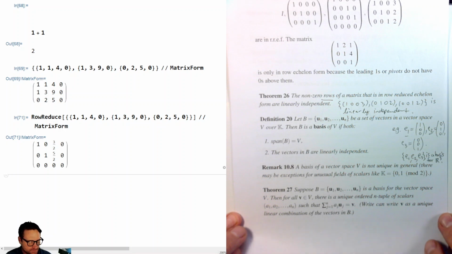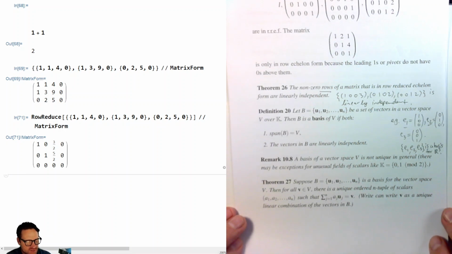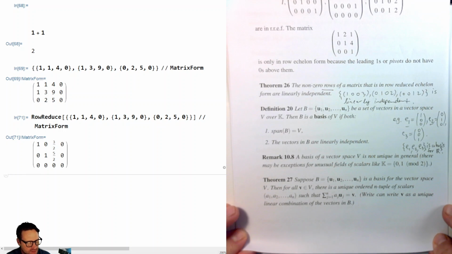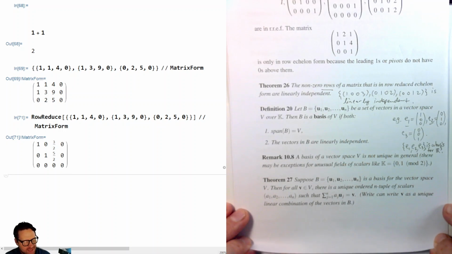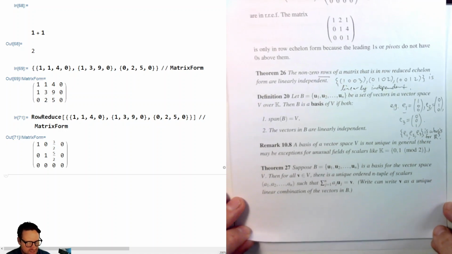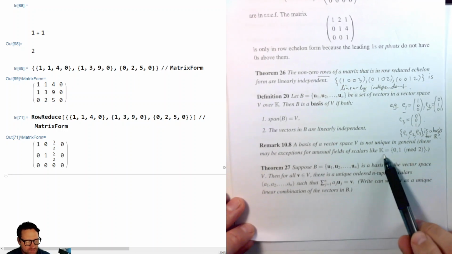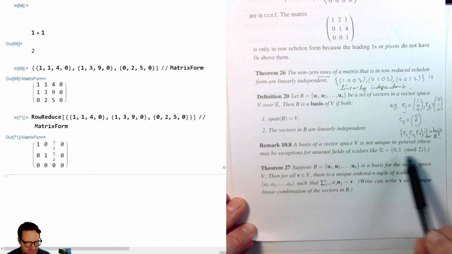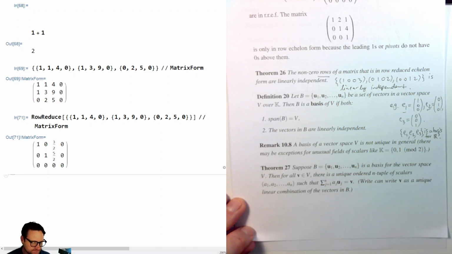Okay. A basis of a vector space V is not unique in general, and there may be exceptions for unusual fields of scalars, like, for example, integers modulo 2, right? So this is an unusual field of scalars.